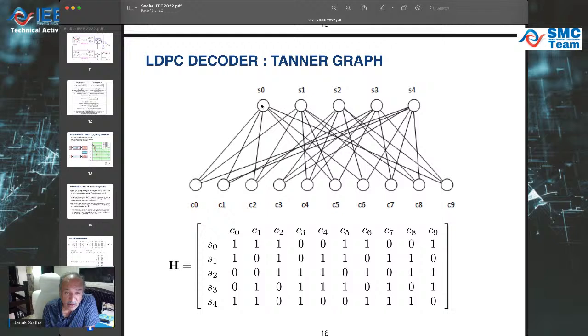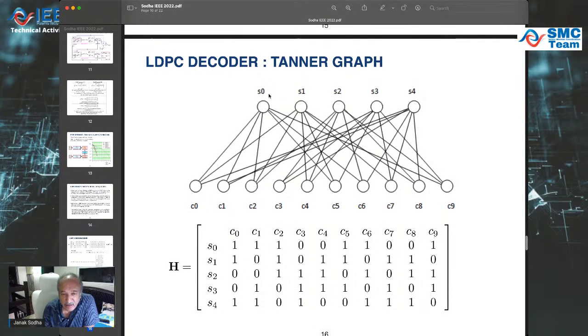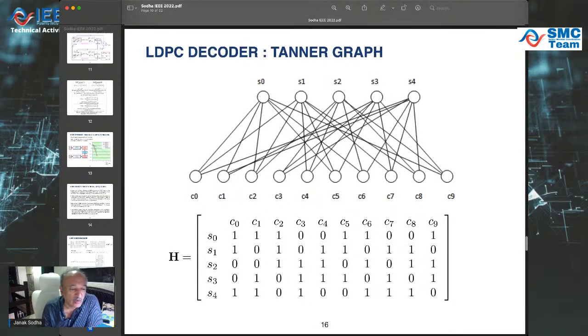Now, if I look at S0, you can see that S0 depends on C0, so it's connected. Then it depends on C1, and on C2, then on C5, and then on C6. So all the links between this node and all the code digits are represented by the ones inside here. And this is a syndrome bit, designed in a way that if this is a valid code word, if you've received it correctly, and C0, C1, C2, C5, C6, and C9 are received correctly, then this syndrome bit will be 0 when you do an XOR operation, a modulo 2 operation. That's exactly what this is doing.